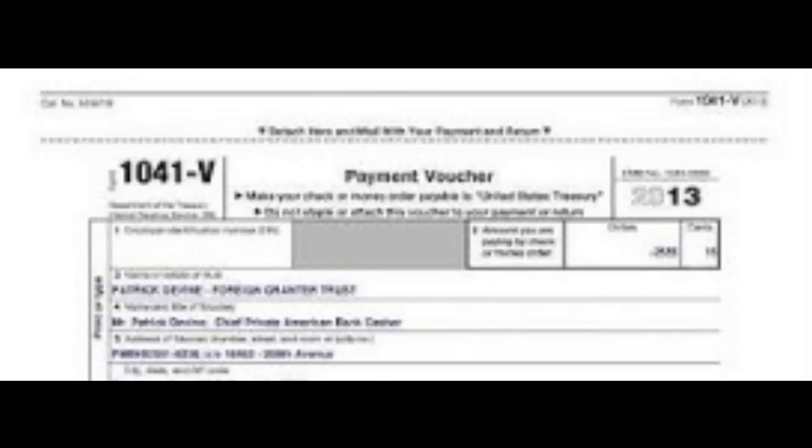Submission details. Send completed documents to designated IRS addresses, often located in Austin, Texas, or Ogden, Utah, depending on the case specifics. In cases involving international or foreign claims, the address may differ. Verify current IRS guidance.